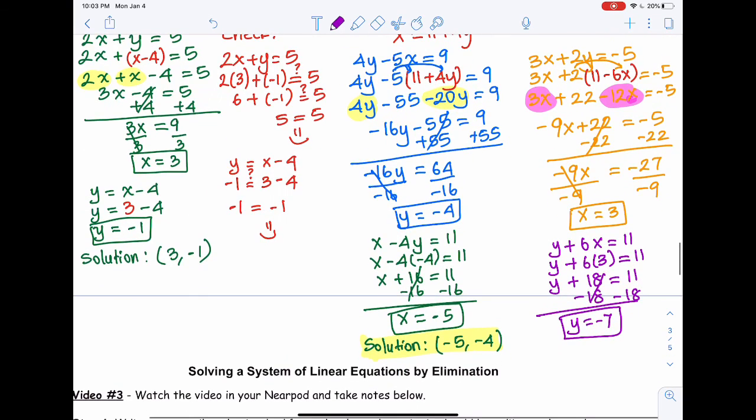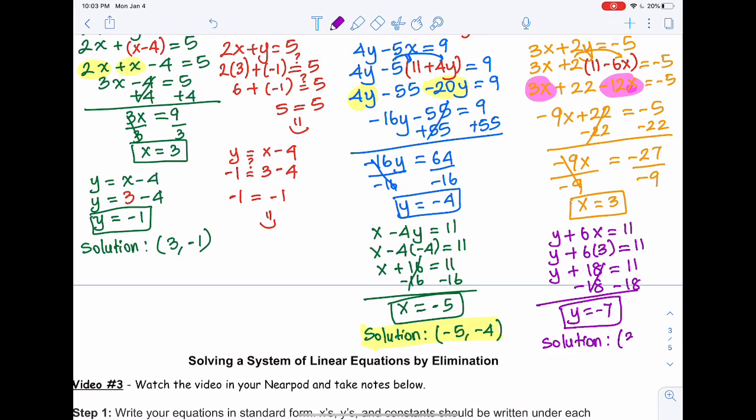And our solution is, in ordered pair form, remember to write x first, 3 and negative 7. That is our final answer.